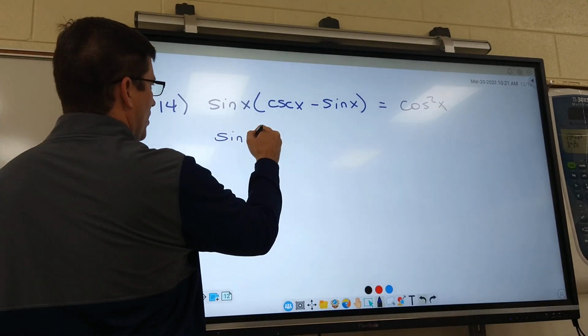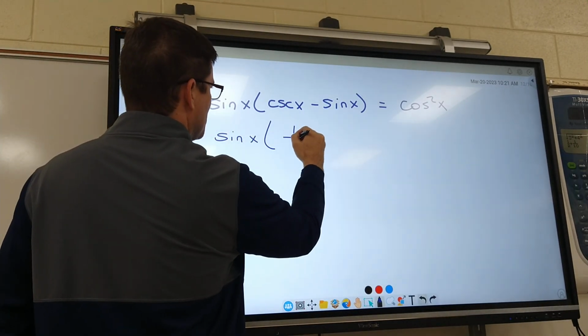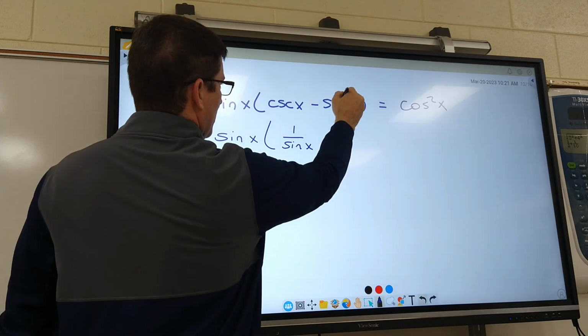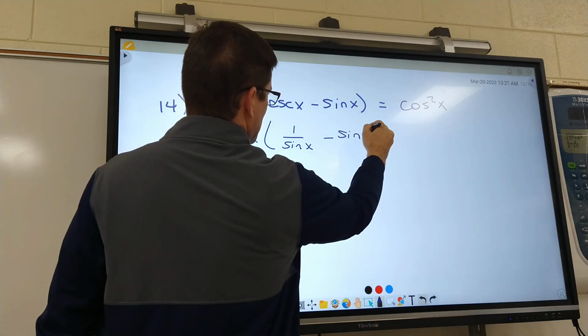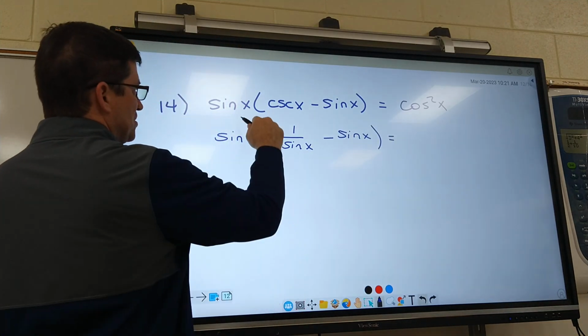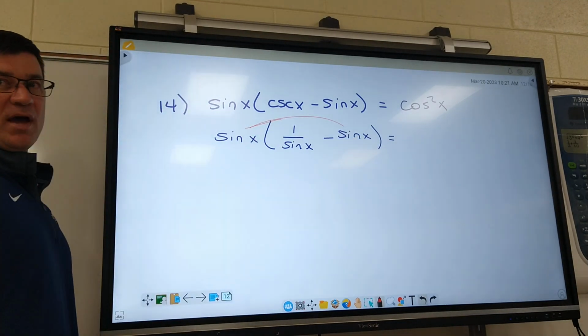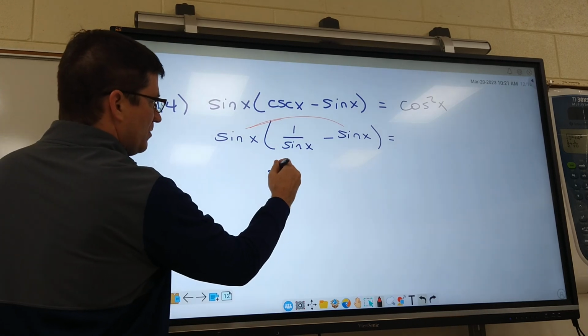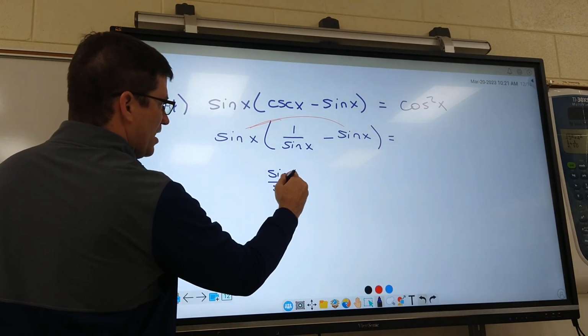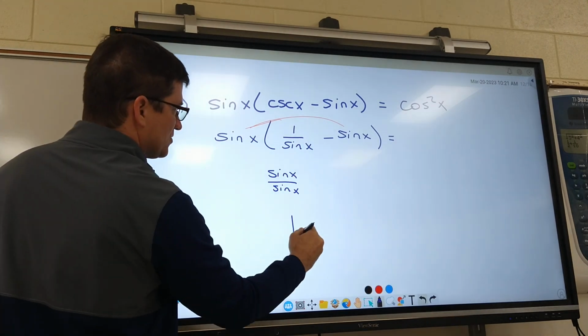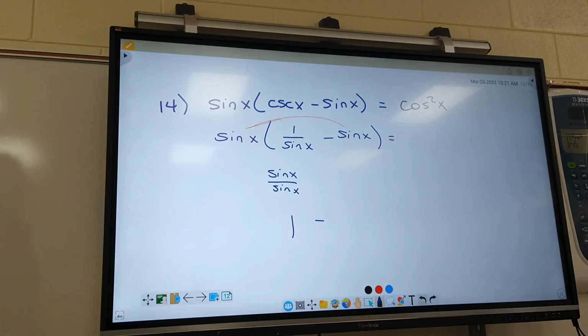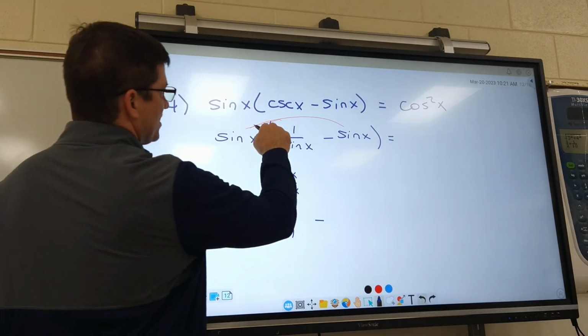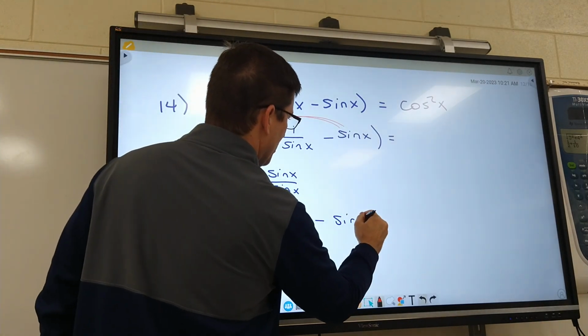All right, so Harley, I'm going to change cosecant into 1 over sine, right? And I'll leave that one. I don't want to change it. It's already sine. So now let's just distribute, and everything should work out. So if I times sine times 1, that's going to give me sine x on top and sine x on bottom. Well, that cancels out to just 1. All right, when I times sine, I get sine squared.